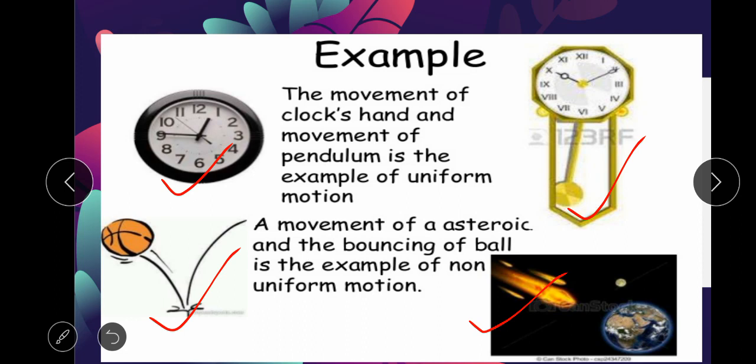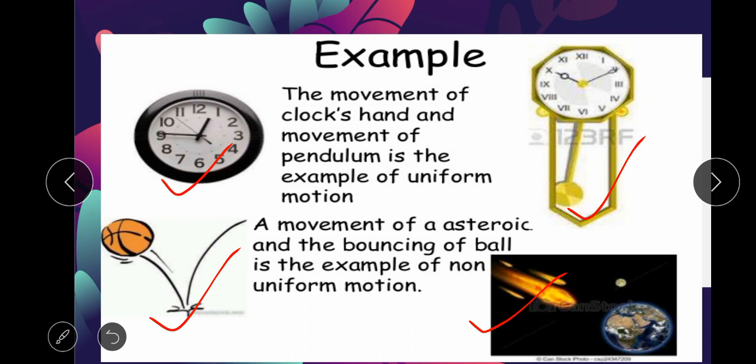Now let us deal with simple examples such as the movement of a clock's hands, because here each needle is covering equal distances in equal time intervals. Each needle has a specific different time interval to cover the same distance. If we talk about the second hand, it covers one round in every 60 seconds, that is 1 minute. Therefore, the motion is uniform and the same nature is repeated again and again.